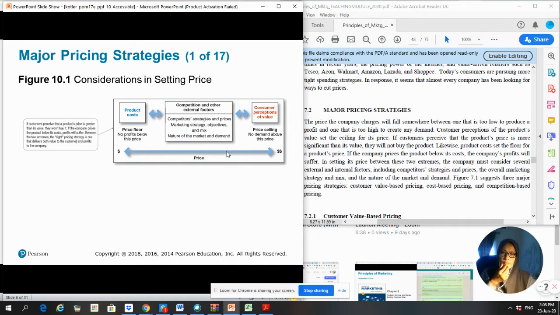And then the highest level of price is what we call the price ceiling. The higher the price, the higher it reflects the value of the company's product. But the problem is when the price is set too high, it might be perceived as too expensive by customers, and as a result there will be no demand. It will decrease the demand for the product because the price is too expensive.